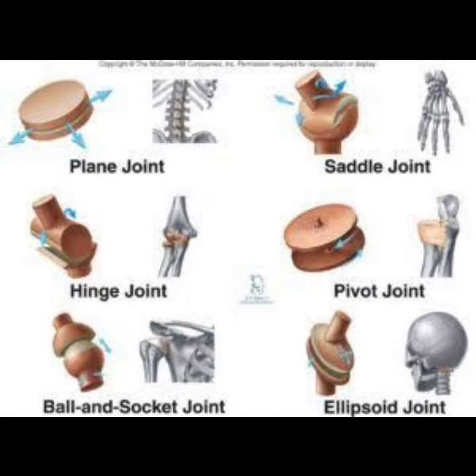Pivot joints, also known as rotary joints, are a type of synovial joint that permit axial rotation. The moving bone rotates within a ring formed by the concave surface of a second bone and an adjoining ligament.